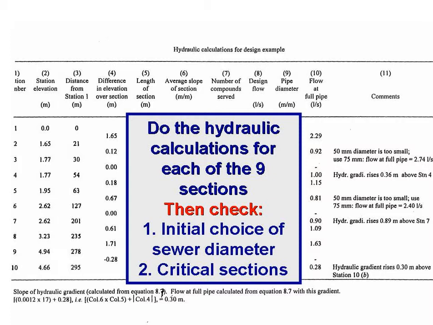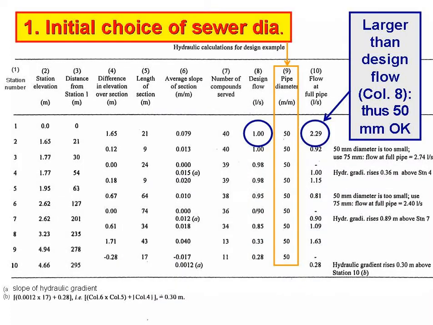So going back to the table, we do the hydraulic calculations for each of the 9 sections, and then there are 2 things we must check. Firstly, to see if our initial choice of sewer diameter was adequate or not, and then to examine what happens at any critical sections. So looking first at the initial choice of sewer diameter, column 9, and if we look at the section between stations 1 and 2, our design flow is 1 litre per second, and the flow at full pipe is 2.29 litres per second. So the flow at full pipe is larger than the design flow, so this means that our choice of 50 millimetres for the sewer diameter was perfectly okay.